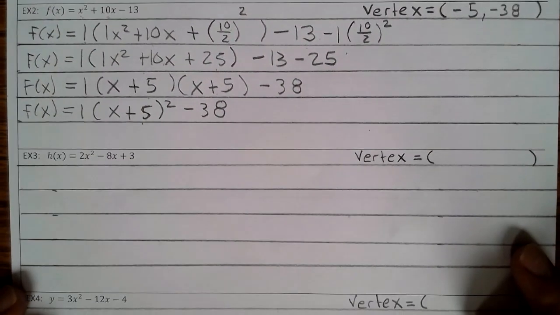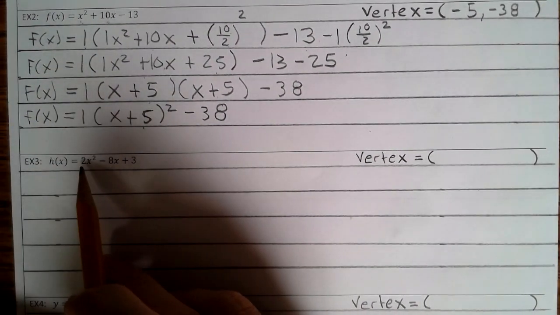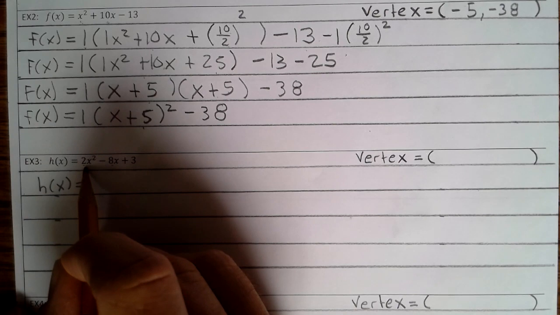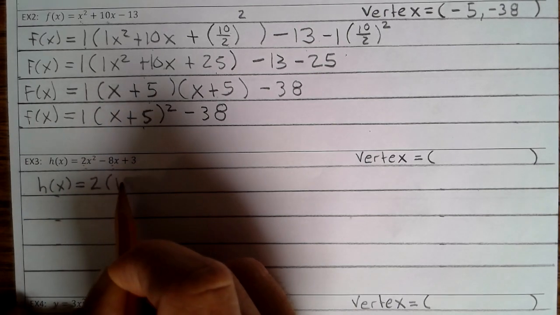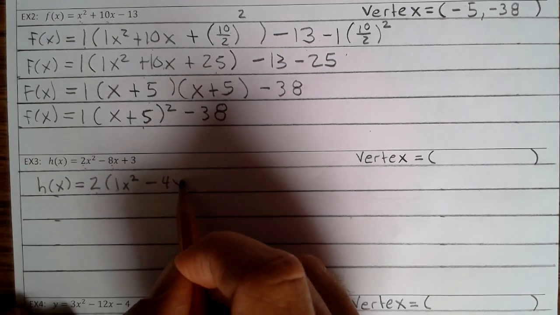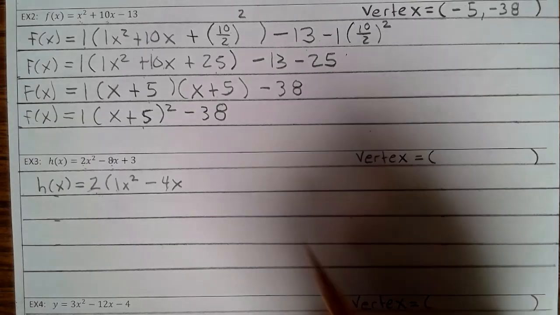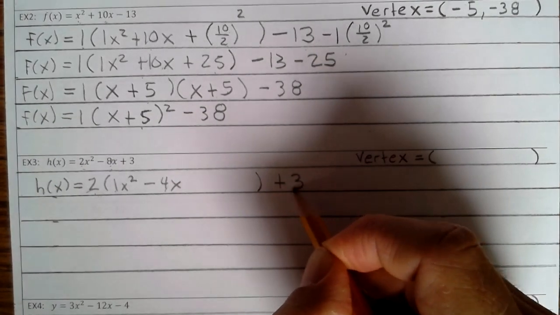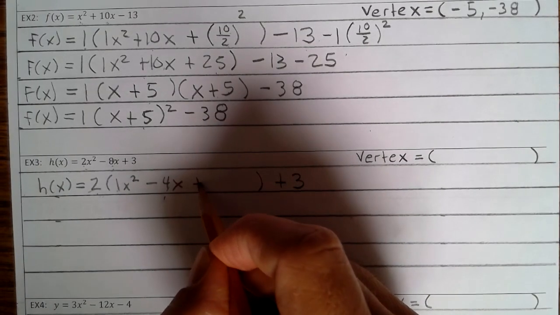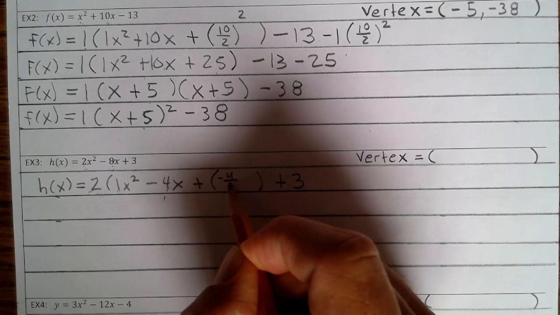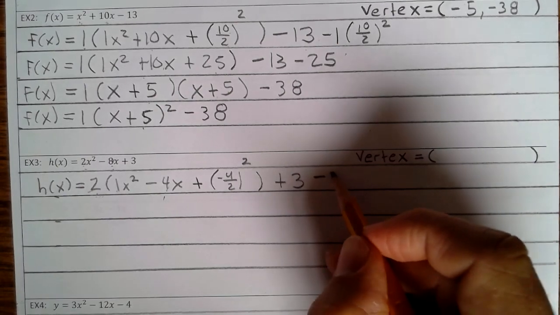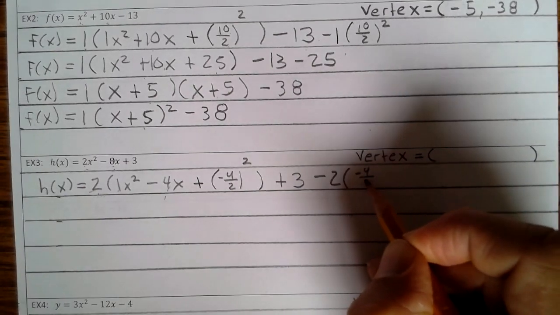All right, example 3. So we need a factor, so the coefficient of x squared is 1. So that's h of x, and we're only factoring from the first two terms. We're going to divide both of these by 2. So that's 2 times 1x squared, because 2 divided by 2 is 1, minus 4x, because 8 divided by 2 is 4, and plus 3. Now we're going to take the middle number divided by 2 and squared. So it's plus negative 4 divided by 2 squared, but you have to subtract it out, but multiplying by 2. So minus 2 times negative 4 divided by 2 squared.